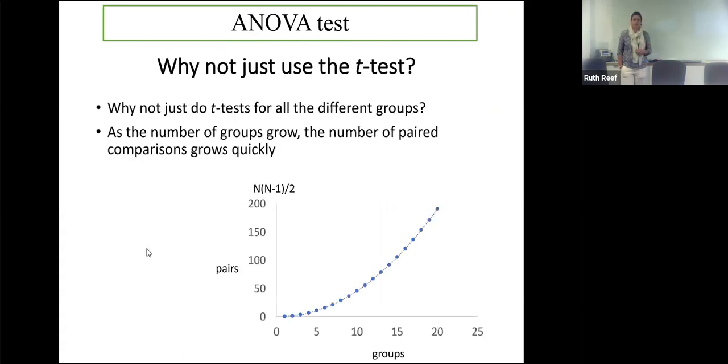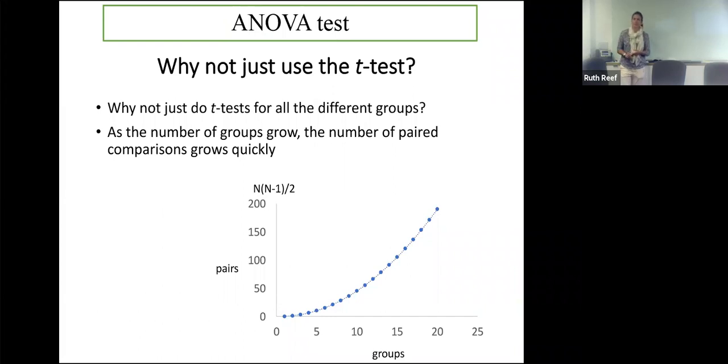So why not just use the t-test? I'm going to look at the difference between population 1 and 2, 1 and 3, 2 and 3, right? I mean, I could do that. I could do a series of t-tests and work out who's different to whom. Why am I using an ANOVA?